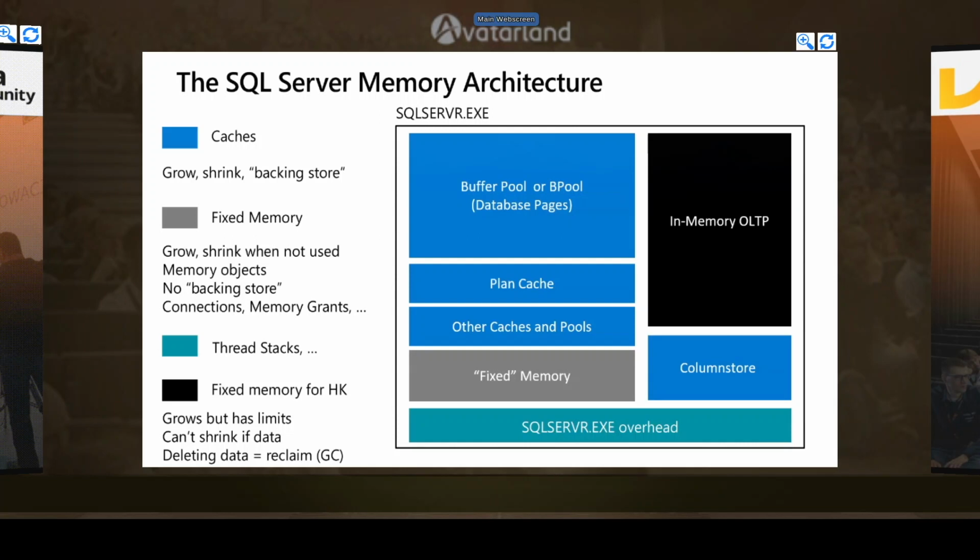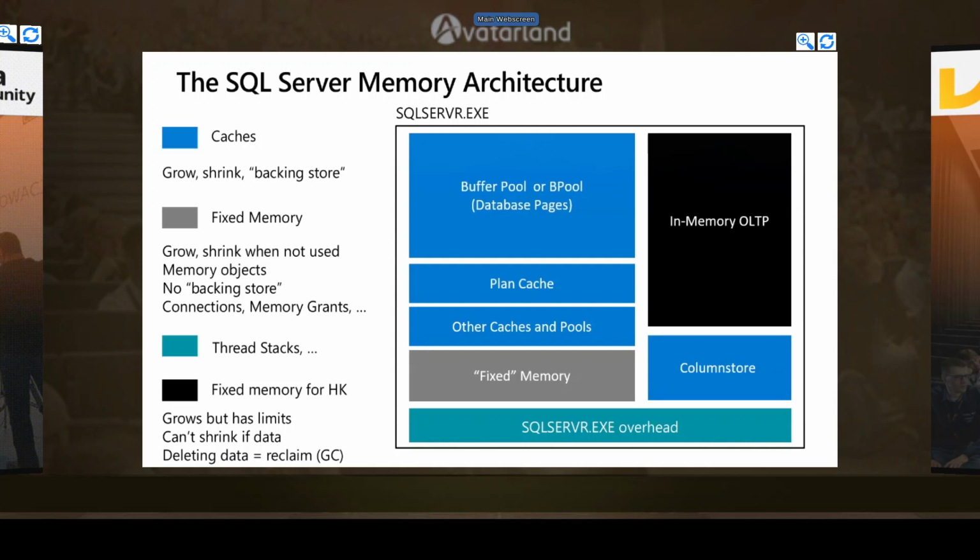And then finally, you may have heard of Hekaton or in-memory OLTP. It can potentially, if you use it, take up a significant amount of memory, and it can grow, but there are limits to how it can grow. But here's what's really important. It can't shrink if there's data in it. The only way to shrink Hekaton memory is to delete the data, because remember, it's called in-memory. So there is a backing store for Hekaton, but you're not allowed to actually shrink it if somebody's actively using the data in it.